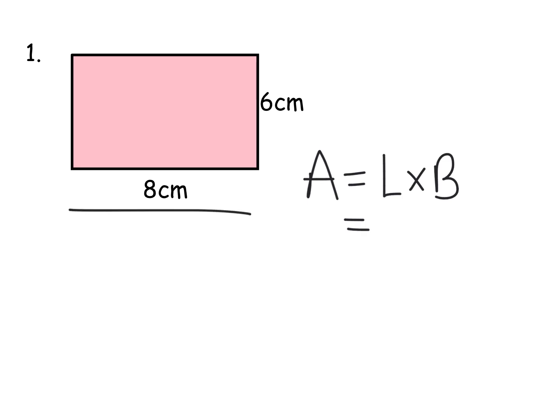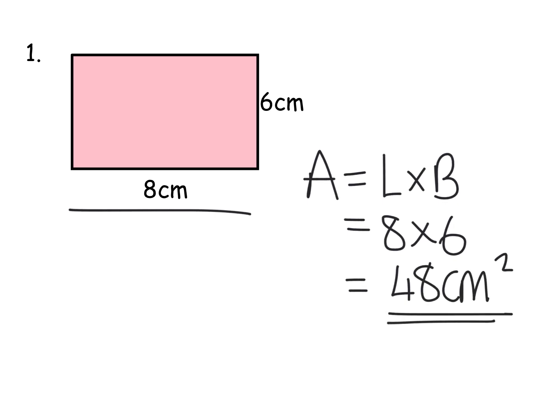Our length is 8, so 8 times 6. In reality, though, it doesn't matter what way round it goes. We all know 8 times 6 is the same as 6 times 8, which is 48 square centimetres. So really, we're just practicing our times tables when you're doing a rectangle. It does get harder as we move on to other shapes, however.